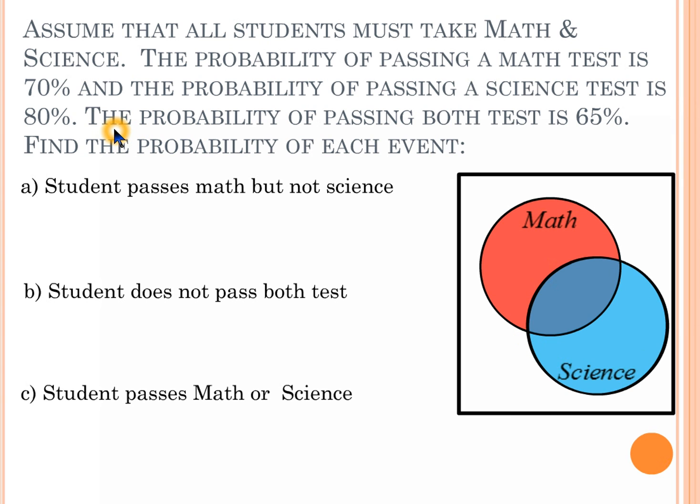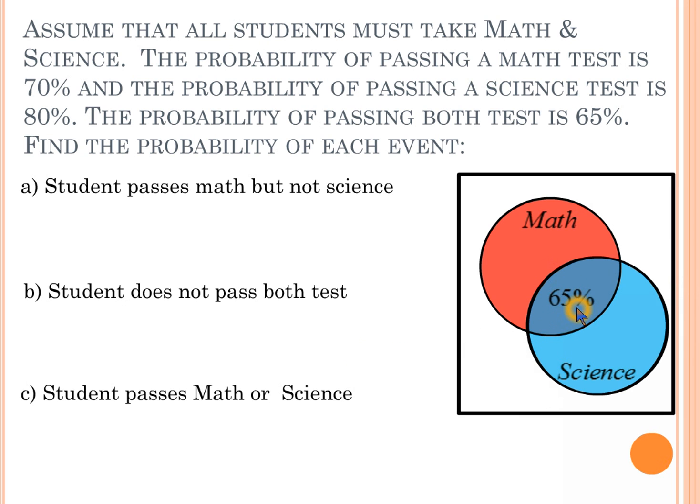And this second to last line here, the probability of passing both exams is 65%. So the probability of passing both tests is 65%. So this 65% will represent this region right here. All right, this is the region where you can pass both math and science. So this region right here is 65%.